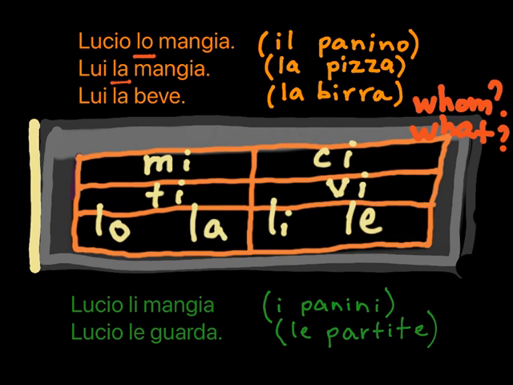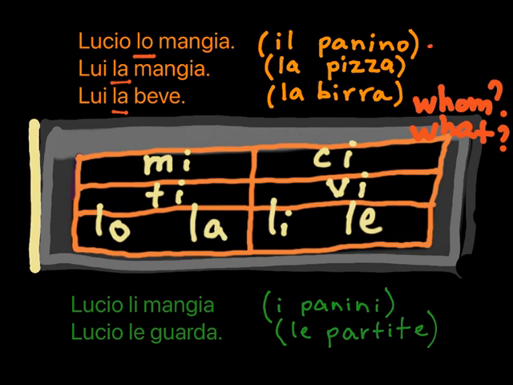Then lui la beve, he drinks it. It is feminine again because birra is a feminine singular noun. Lui la beve, he drinks it. Don't forget that the word order is different. It's he, it drinks. Next one is, let's see the plural.